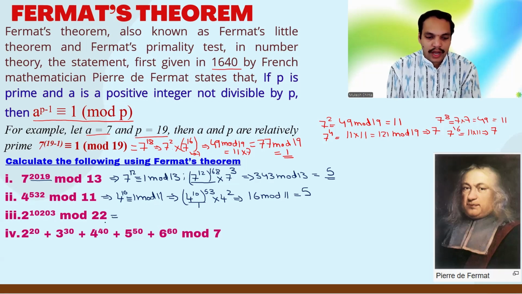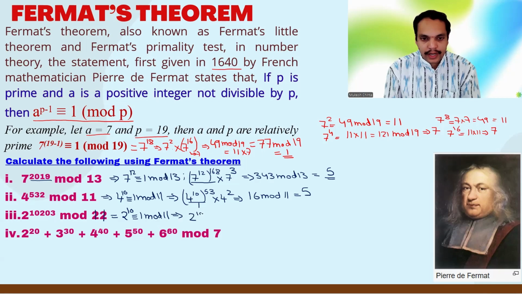So 22 and 2, are they both, sorry, this is mod 11, my mistake. This is mod 11. With 22 you cannot apply it, because the GCD is more than 1. So take 2 power 1003 mod 11. What is this? If 2 and 11 are relatively prime, I can say that 2 power 10 is congruent to 1 mod 11. In that case, I can write 2 power 10 to the power of 100 into 2 cube. And here 2 cube mod 11 is 8. So the answer will be 8.